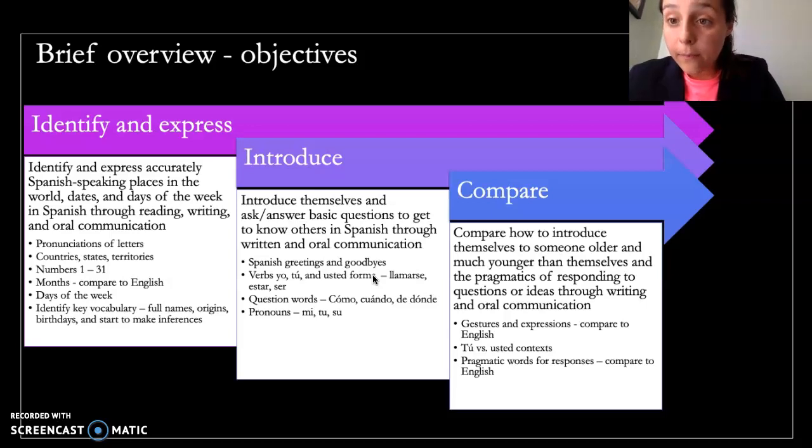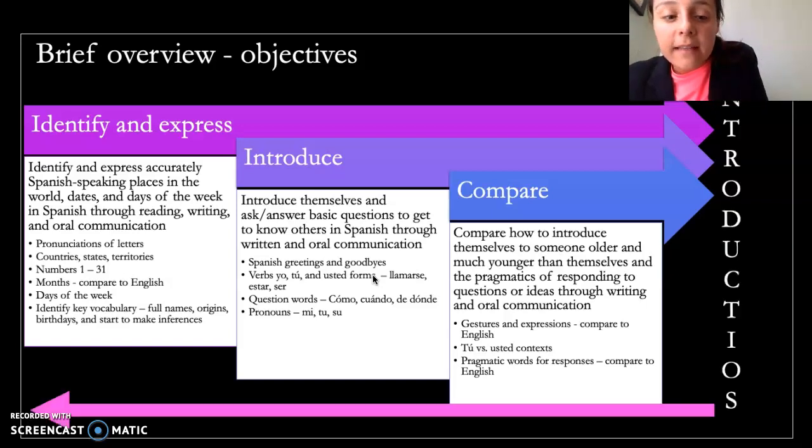Lastly, we have the compare portion of the objective, which is they'll be comparing how to introduce themselves to someone older and much younger than themselves and use pragmatics. So they'll be able to use correct expressions, they'll be able to use tu versus usted, and they'll be able to use pragmatic words such as mucho gusto, such as excelente, some of the words I touched on earlier. So this all fits into my unit's essential question and theme of introductions and how do I introduce myself in different contexts. I'm about to show you the old IPA.